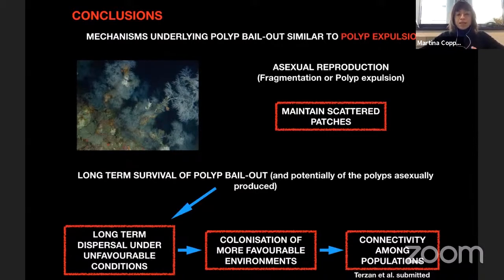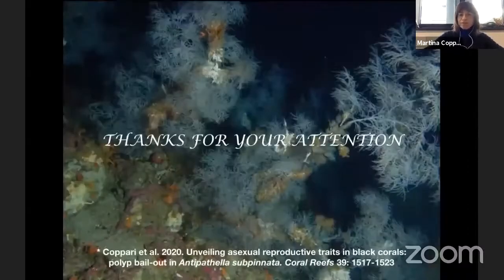And finally, since we saw that bailout propagules live for a long time, at least 45 days, this long-term survival could allow for a long dispersal under unfavorable conditions and the potential to colonize more favorable environments. And this capability might explain why we found a high degree of genetic connectivity among populations in the Ligurian Sea. And with this, I conclude, and I thank you for your attention.